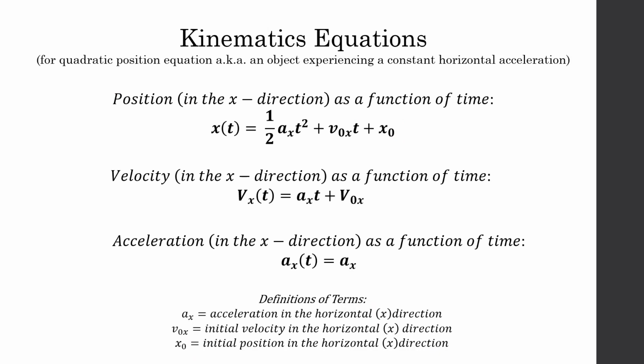So now, as promised, we have the same kinematic equations, but this time this object is experiencing a constant horizontal acceleration. So now we are in the x direction for all three of these. Same exact equations, just everywhere that you saw y on the previous slide, you're going to see x, okay?